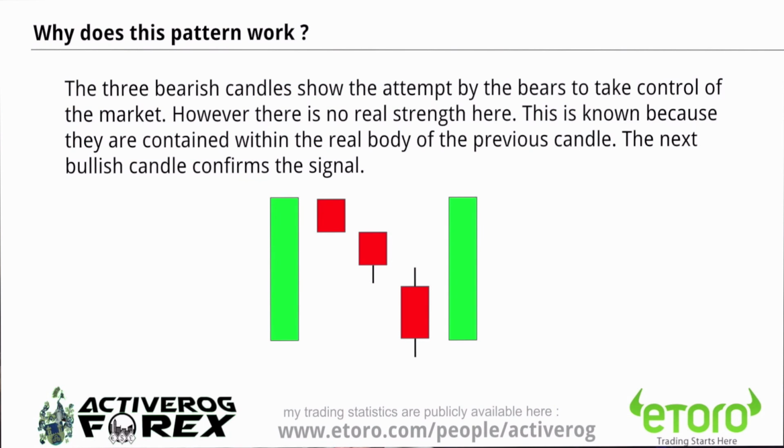The 3 bearish candles show the attempt by the bears to take control of the market. However, there's no real strength here. This is known because they are contained within the real body of the previous candle. The next bullish candle confirms the signal. Since price is contained within the first bullish candle, you can see there is little bearish sentiment. The next bullish candle confirms where the strength is held and confirms the signal.